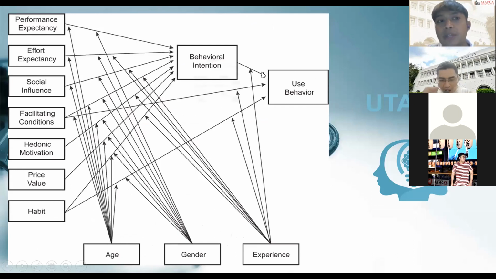This is another model. We call it UTAUT2. Don't worry, everyone. When you study consumer behavior, you will learn about this model. This is actually a basic UTAUT2: there is hedonic motivation, price value, habit, and so on.